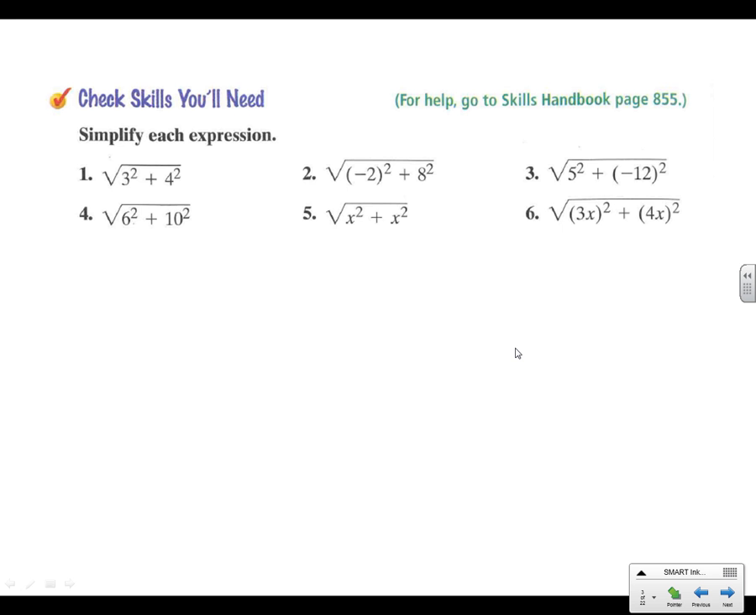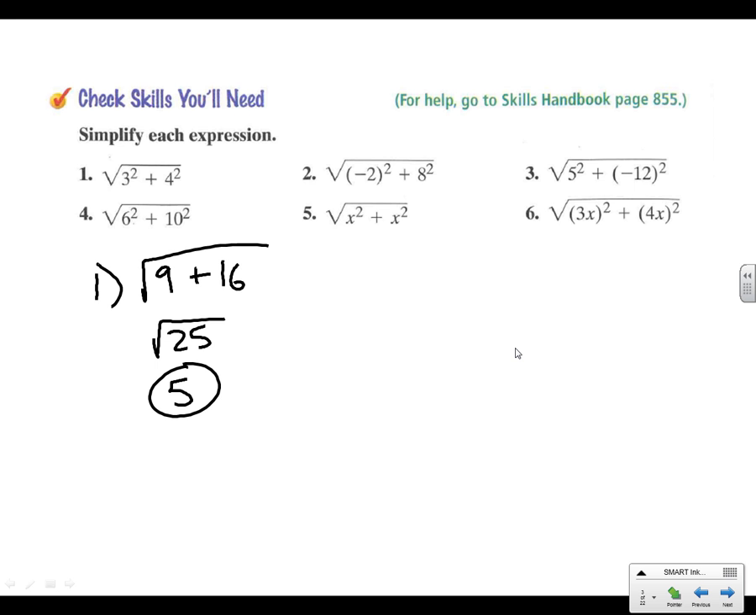Alright, so skills check. We need to be able to do the Pythagorean theorem. We need to be able to square root squares, so I'll do one here. Let's see, 3 squared is 9, 4 squared is 16, 9 plus 16 is 25, square root of 25 is 5. So that's our answer for 1. Your job, 2, 3, 4, 5, and 6. Pause the video, try those problems, and press play when you're ready.